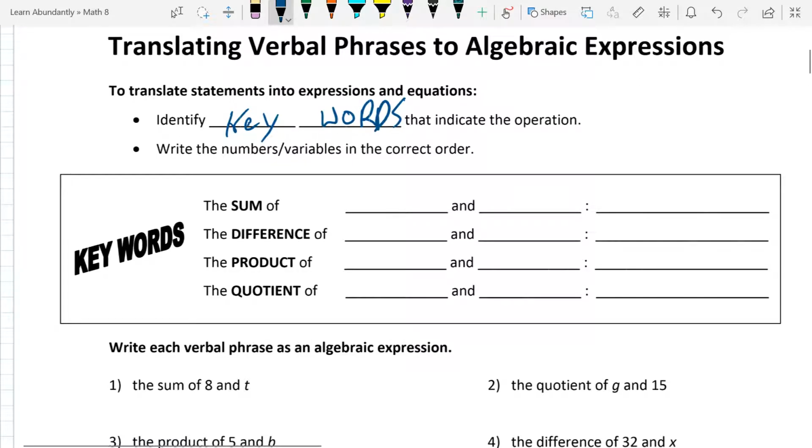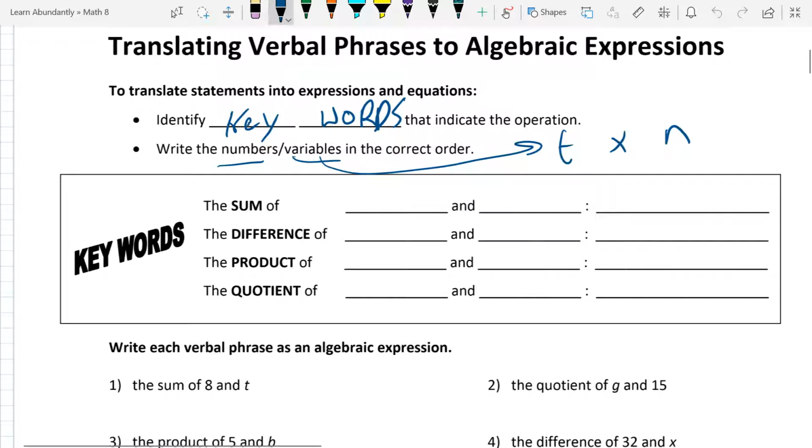So when we have a phrase written in English, we can translate it to algebra only if we identify which keywords and we know what those words mean. After we identify the keywords, then we can write the numbers and the variables. The variables are usually represented by a letter like T or X or N. And so we're going to go ahead and get started, just jumping right in. I'm going to give you a first example.